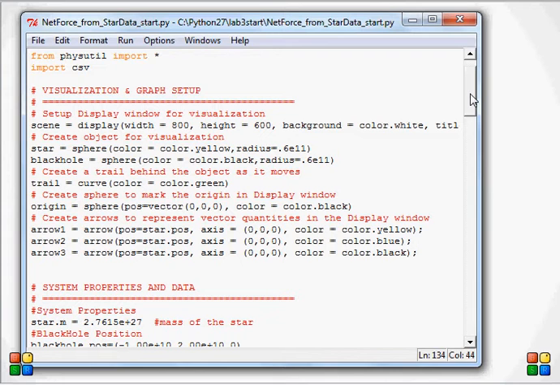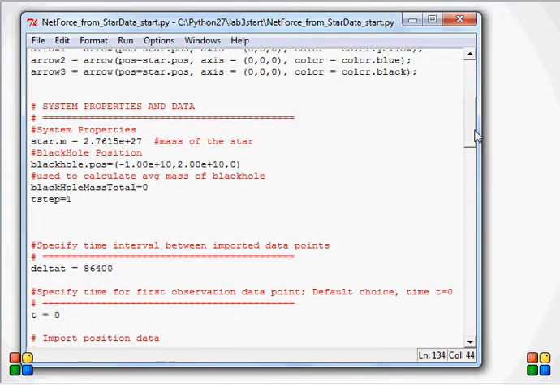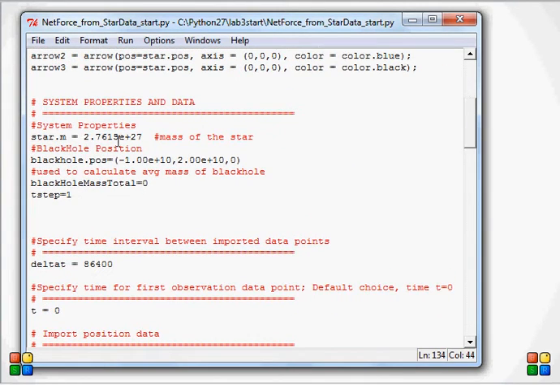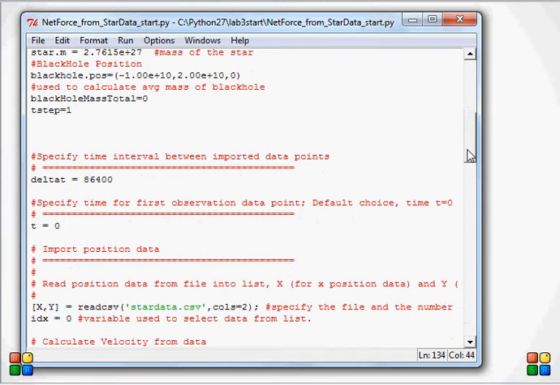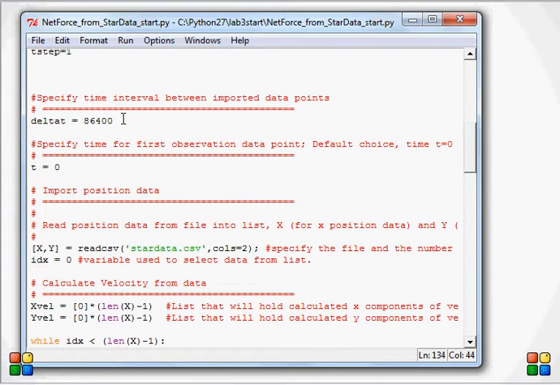So here is my VPython code. As you can see, I created an attribute for the black hole itself to visualize it, as well as the star, and created a radius to display it. As we go down, I included the mass of the star as star.m, which is equal to 2.7615e27, and also included the position that was given. I also included a black hole mass total, which I used to calculate the average mass, and set a t-step. Delta t was set as 86,400, which represents 1 day, with t being 0.